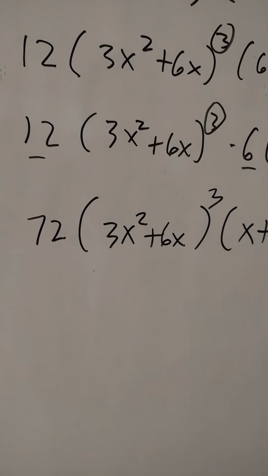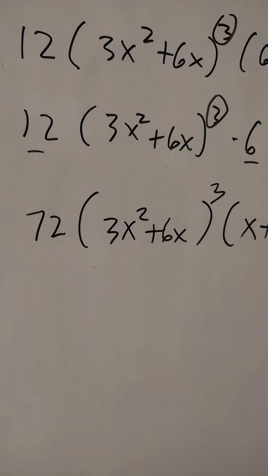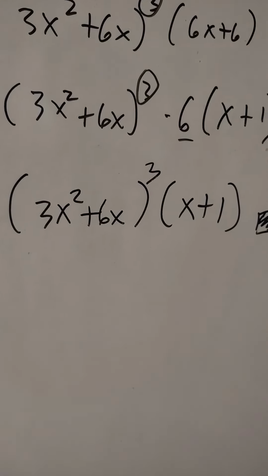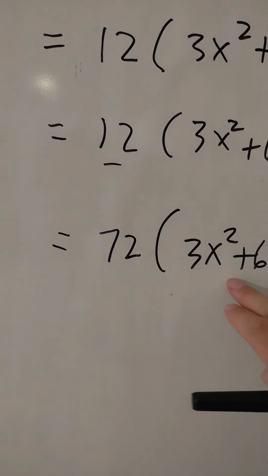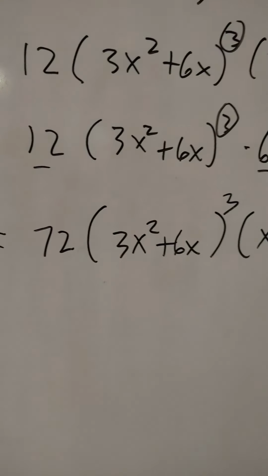72 times 3x squared plus 6x cubed times the x plus 1. Yeah, I would stop there. Because this is a cube, I wouldn't bother pulling things out. It gets a little confusing. So that's good enough just like that.